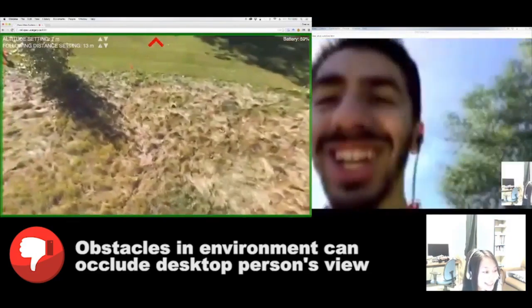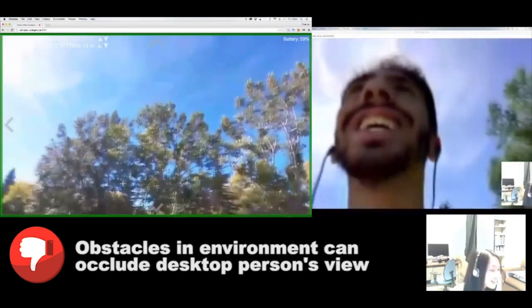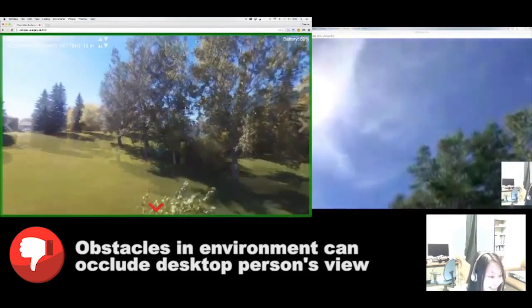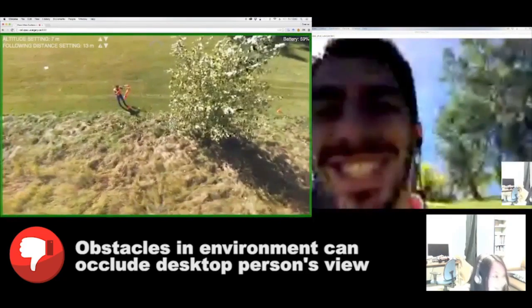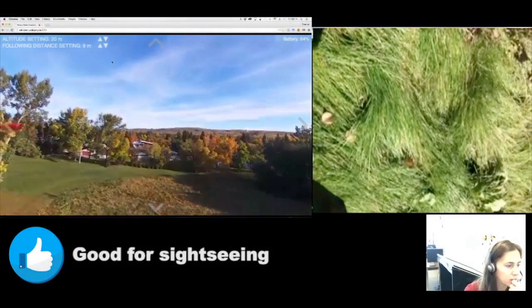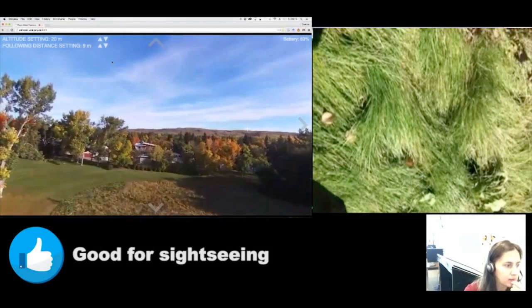I can't find you. Are you right behind a tree? No, I'm right here. Wait, one sec. Where are you looking? You are right here, behind a tree. Okay, got it. Okay, I put it to 20 meters because that seems really high to me.